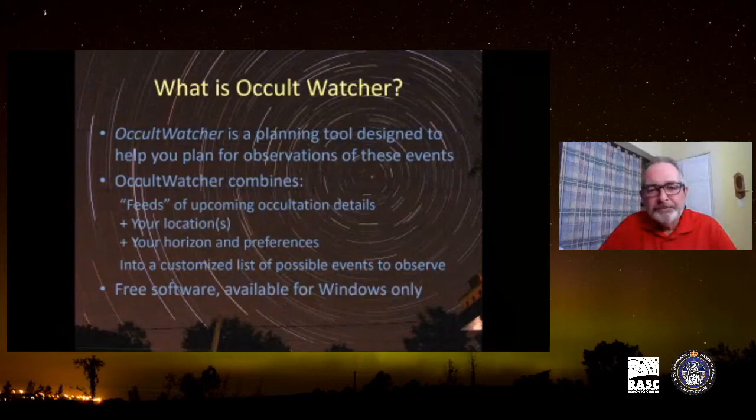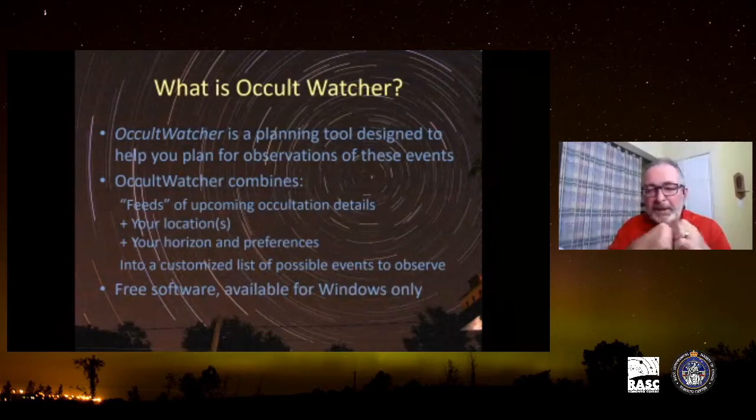Then we combine that information with your location, your specific latitude and longitude, and then we further combine that with your observing horizon and some of your observing preferences. So, for example, you can say, I'm not really interested in observing occultations after 2 in the morning. It's just too difficult for me. With my location, I need them to be at least 20 or 30 degrees above the horizon, to have a reasonable chance of catching it.